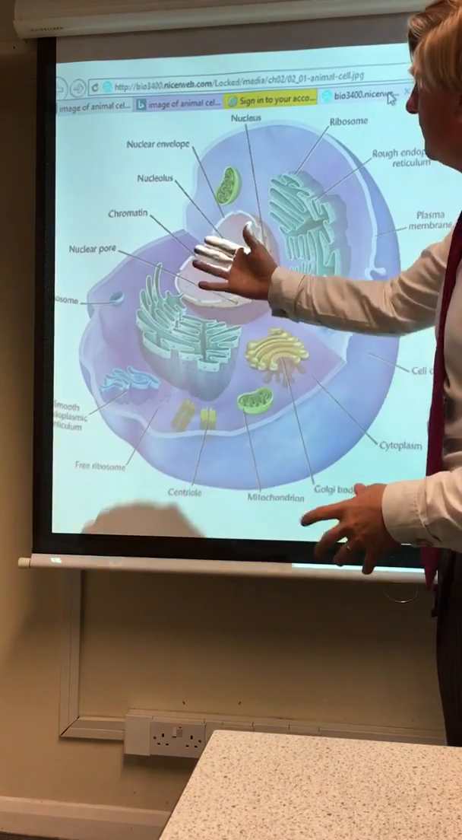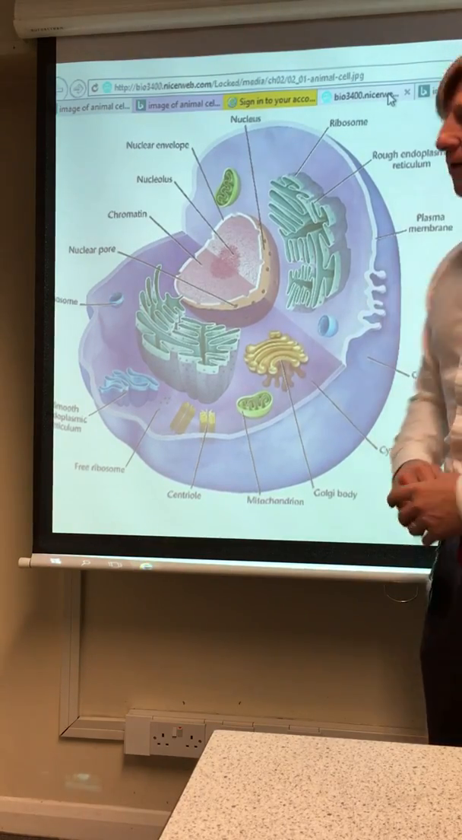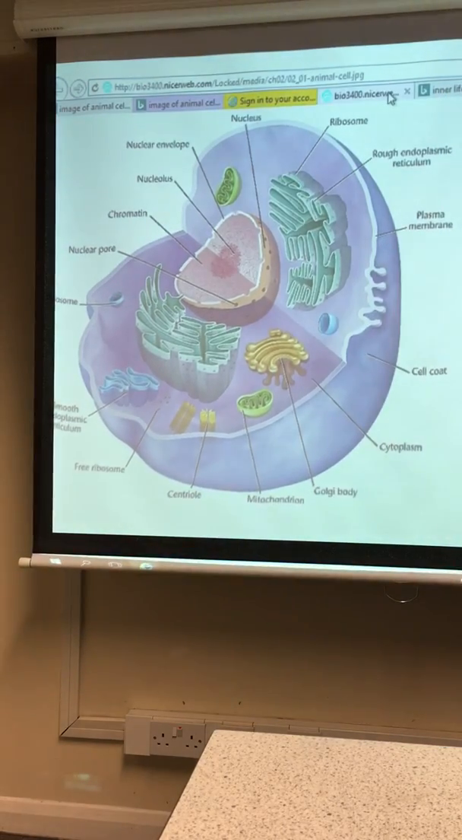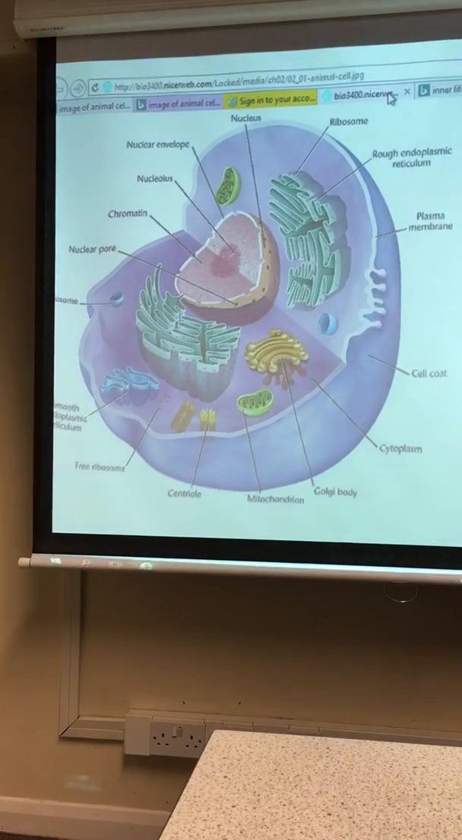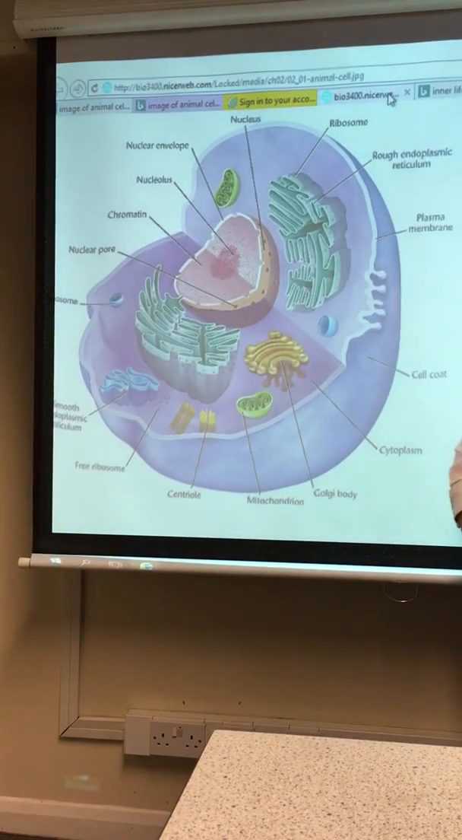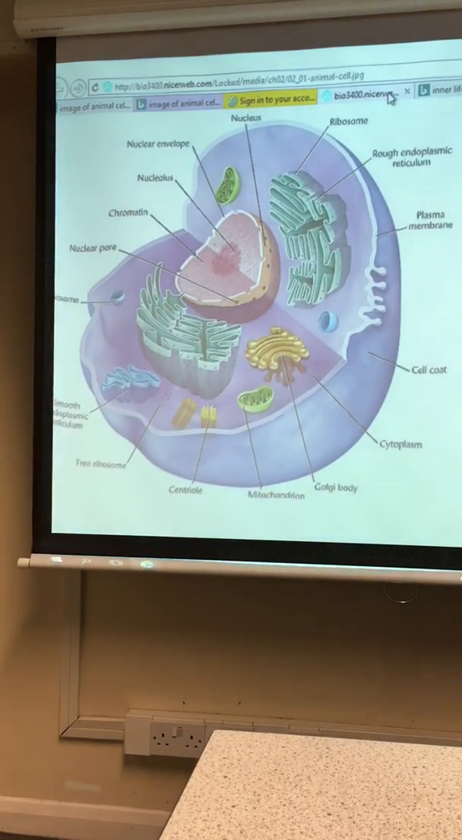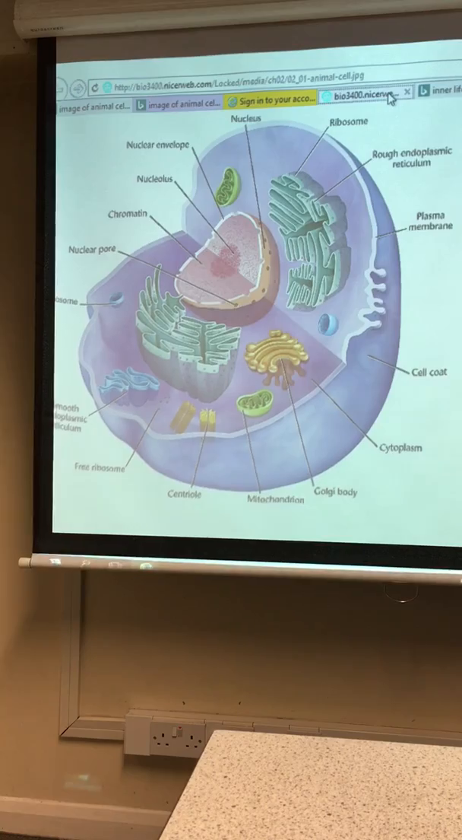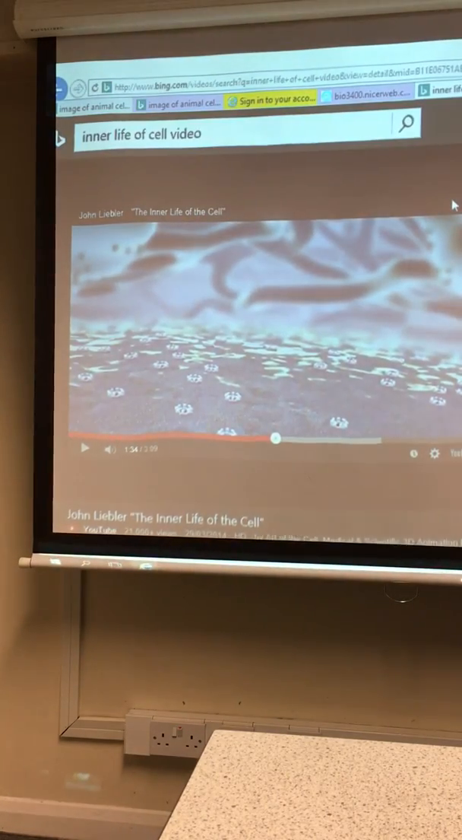So that is our cell, and we now have it in 3D form compared to the 2D form. But how does this actually work? Well, we've talked about protein synthesis here in the rough endoplasmic reticulum and the free ribosomes. So let's actually get a feel for what the cell looks like. And there's a fantastic animation which is able to show us some of the processes.